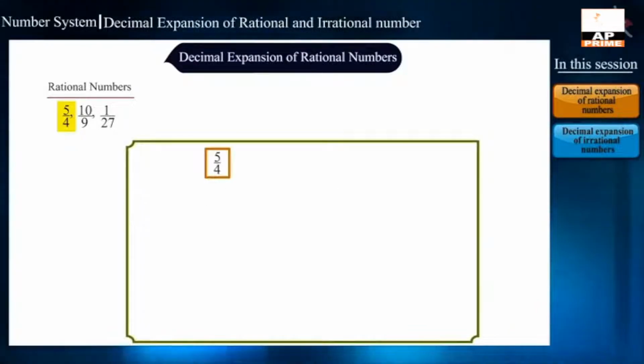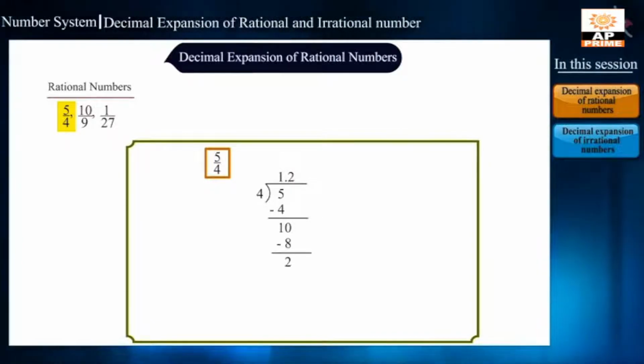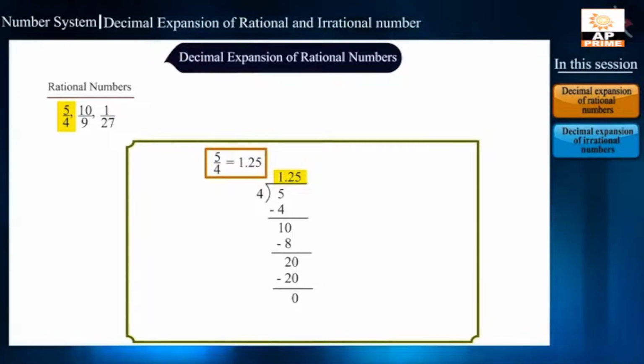Let's take the first example, 5 by 4. Here, we will divide 5 by 4. We get the answer as 1.25. In this example, after a few steps, the remainder becomes 0 and the decimal expansion in the quotient ends. Therefore, this decimal expansion is called terminating decimal.